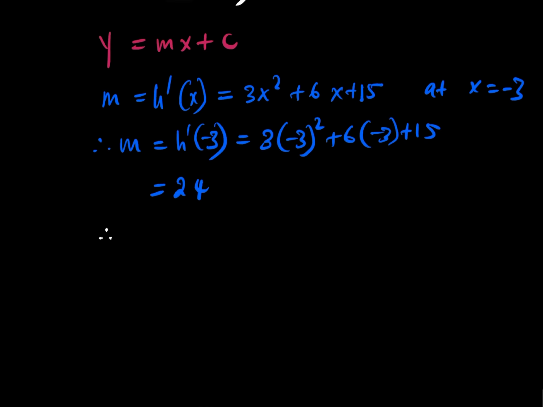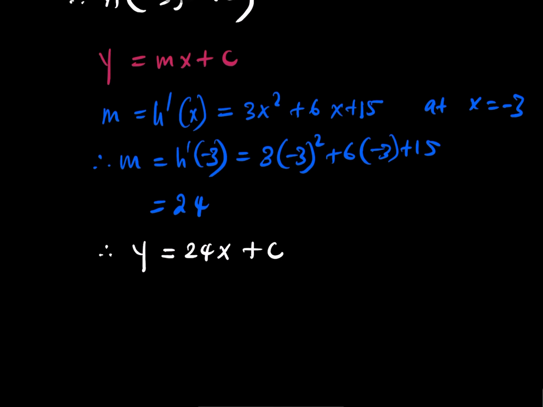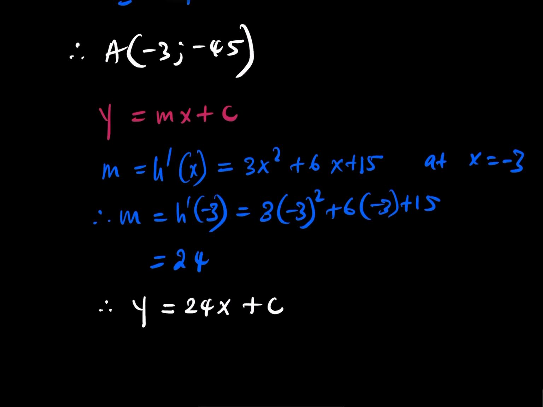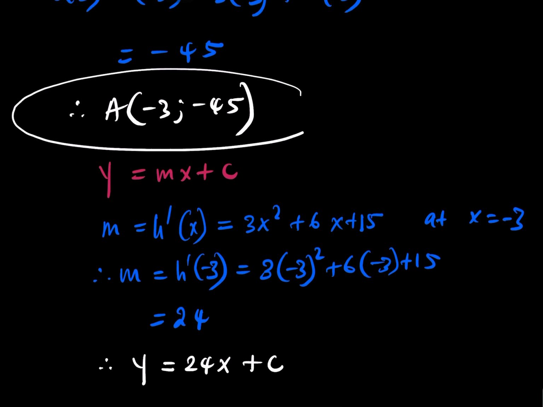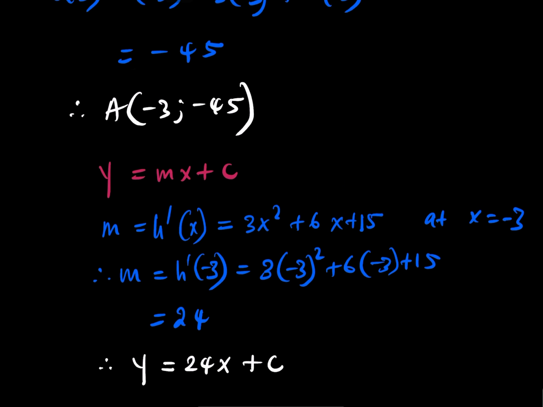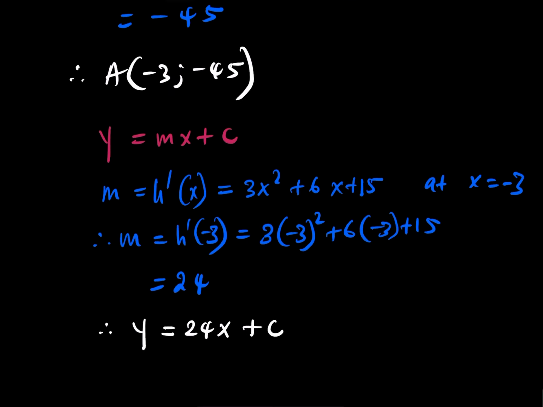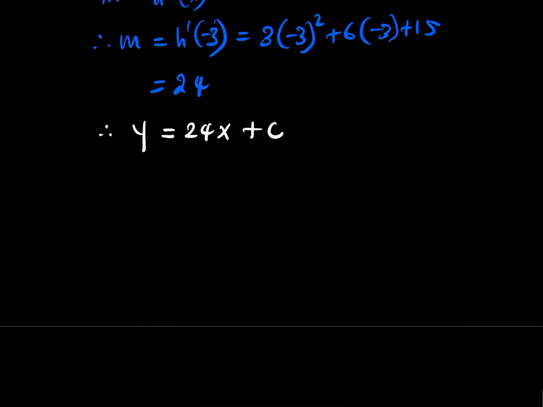So we then now say, well, this is y equals the gradient, which is 24x, and then plus c. Where do you get this c? We are going to use the point of contact because this is where this line passes through. So this is your point of contact, -3 and -45. So x is -3, y is -45. Then you will say to yourself, -45 is equal to 24 into -3 plus c.